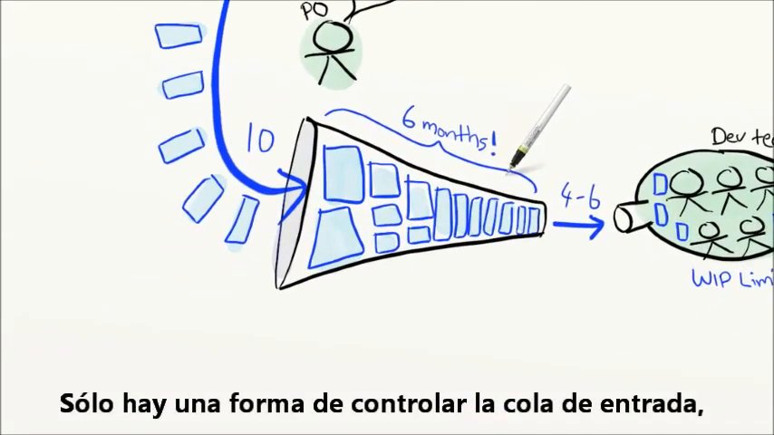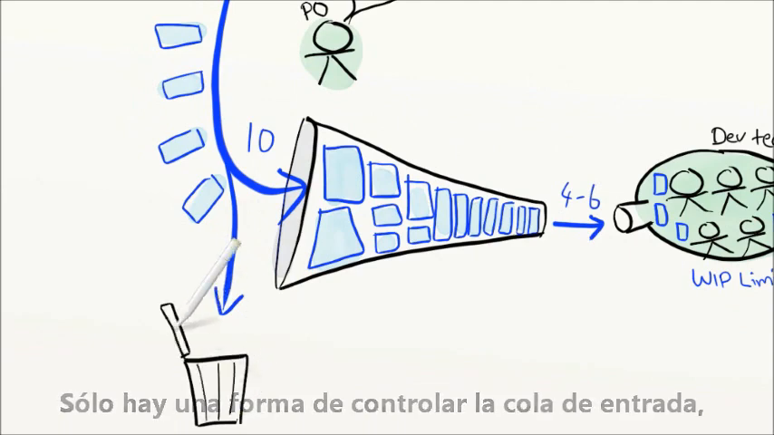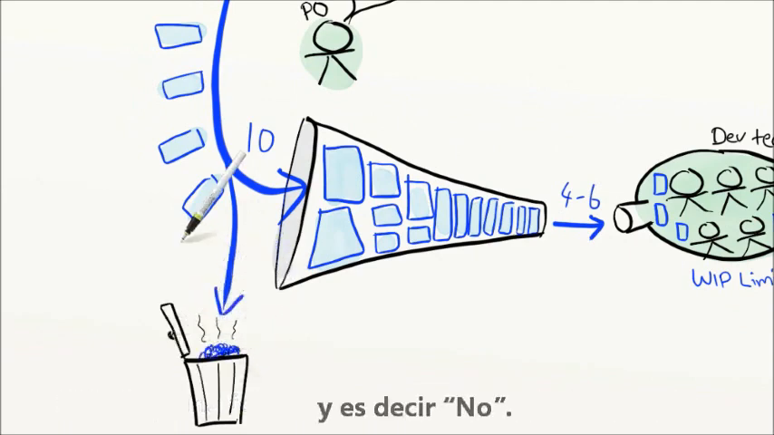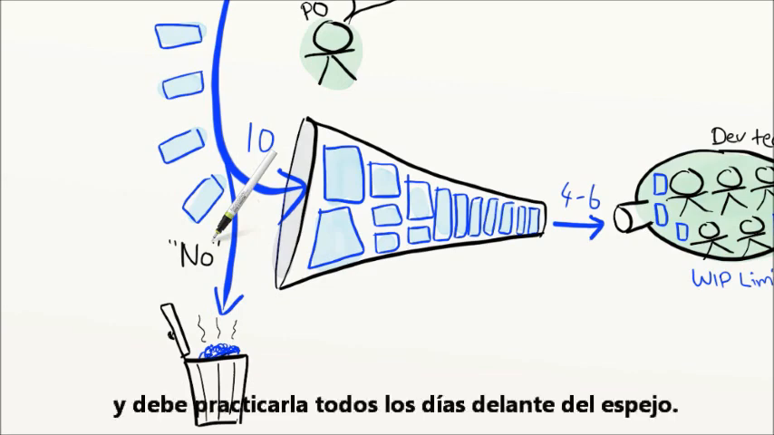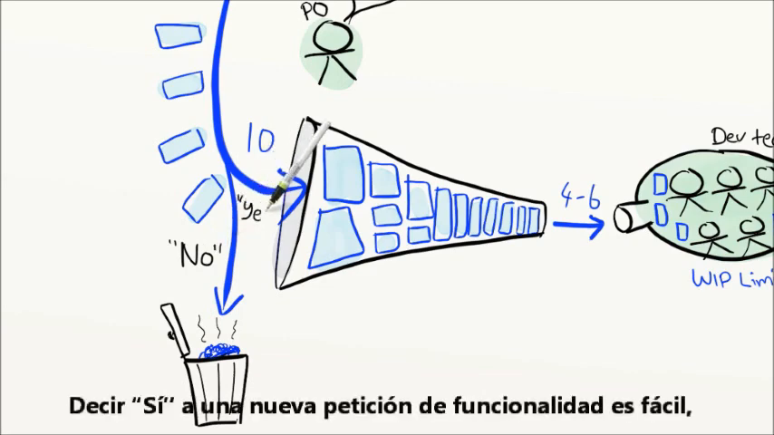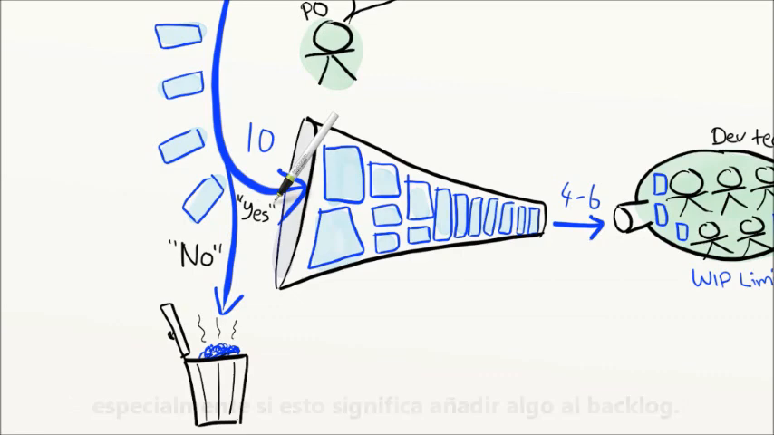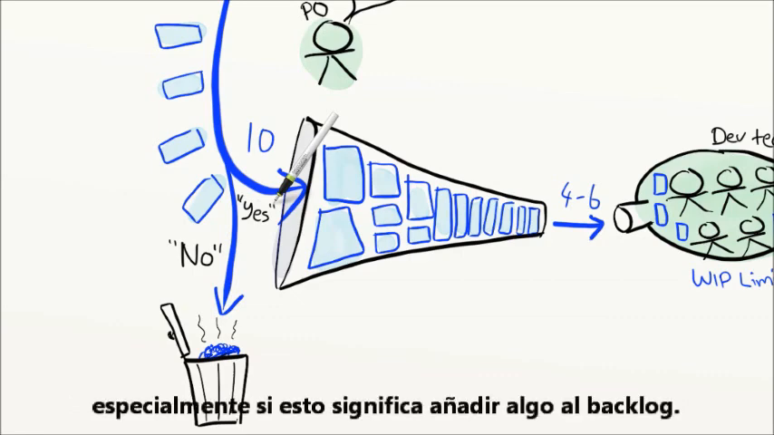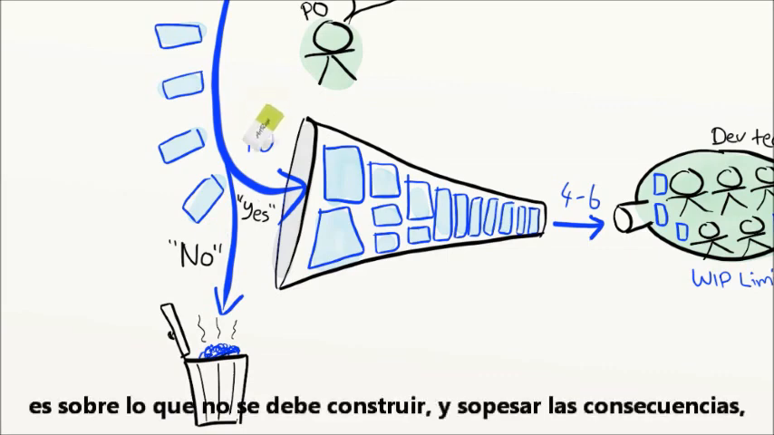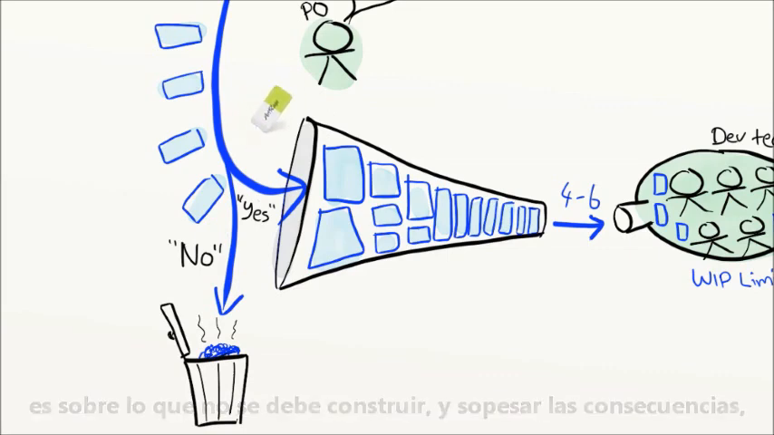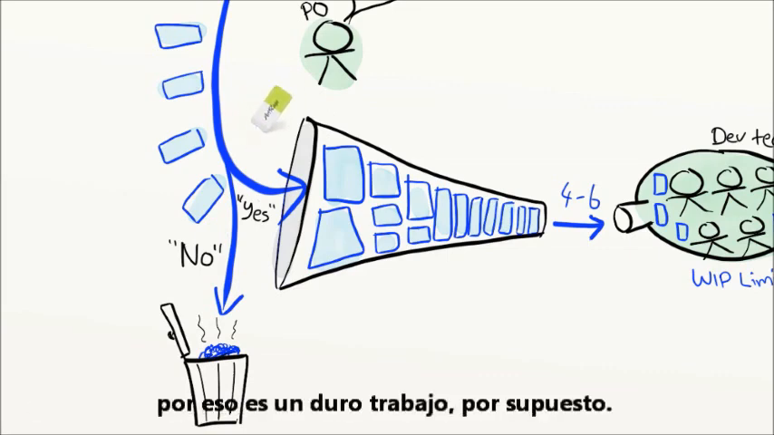So there's really only one way to stop the queue from getting out of control, and that word is no. It is the most important word for a product owner, and Pat practices it every day in front of the mirror. Saying yes to a new feature request is easy, especially if it only means adding it to an ever-growing backlog. The most important job for a product owner is to decide what not to build, and take the consequences of that decision. And that's why it's hard, of course.